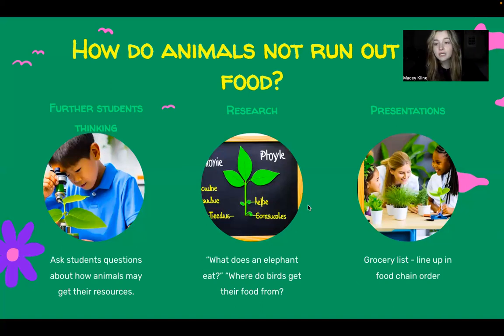But I'm getting ahead of myself. For the research, we're doing very simple Google searches. I'm not asking for anything scholarly. You don't have to go to a library database for these questions. I just want the students to ask questions they want to know. Like, what does an elephant eat? Where do birds get their fruit from?